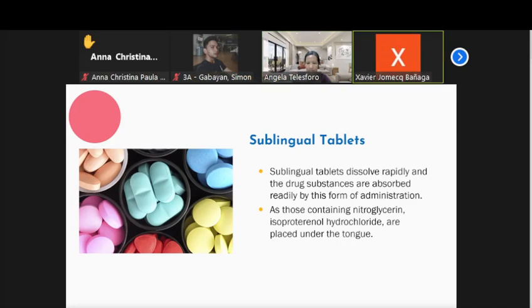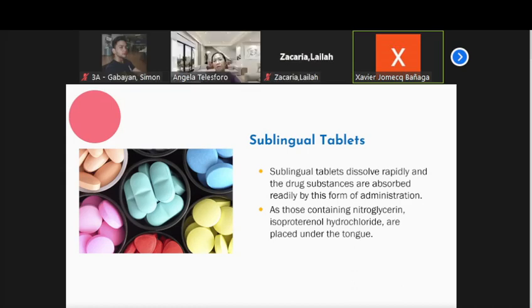Ay, ano, ma'am? Ano po? Na-bypass niya po yung first pass effect? I think. Yes, that's correct. So sublingual tablets, so when you put them under the tongue, so ang buccal sa pouch sa gilid, but this one under the tongue. So they are directly absorbed. No, dili na sila moagi sa GIT. So nababypass nila si first pass effect. Okay. So yun ang sublingual.